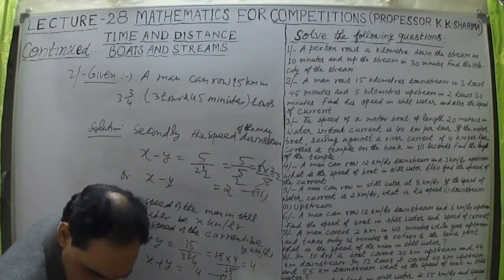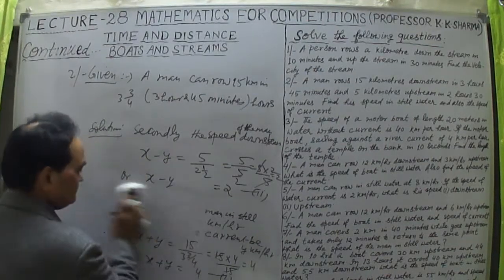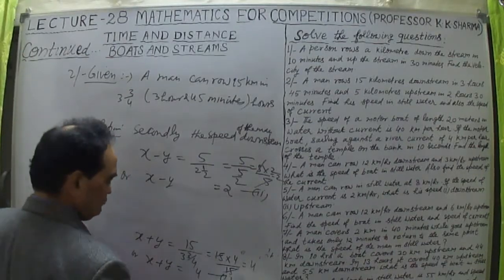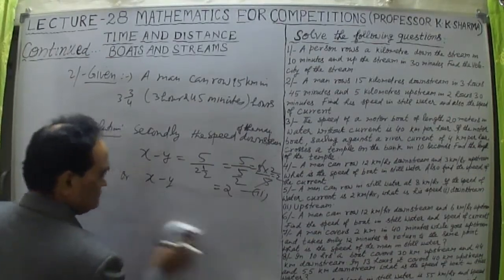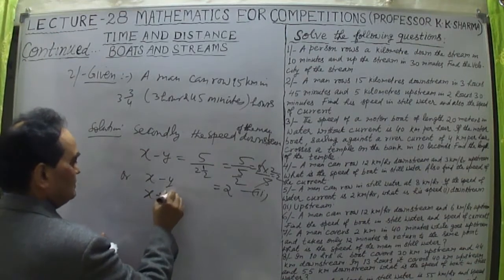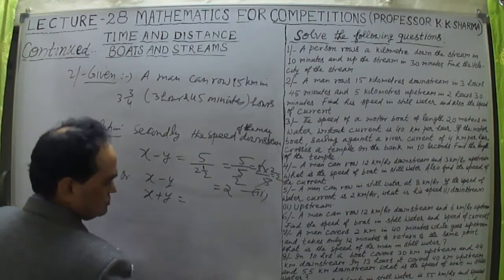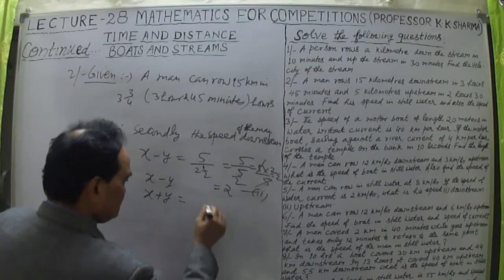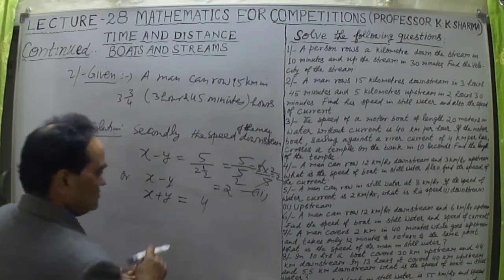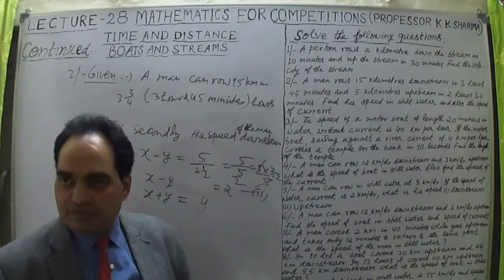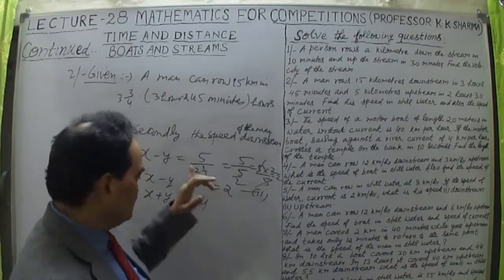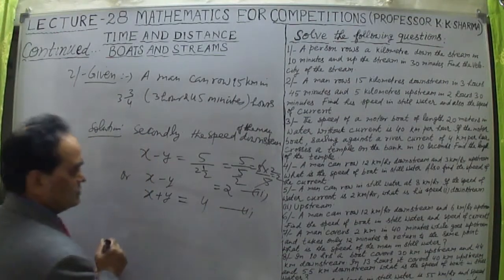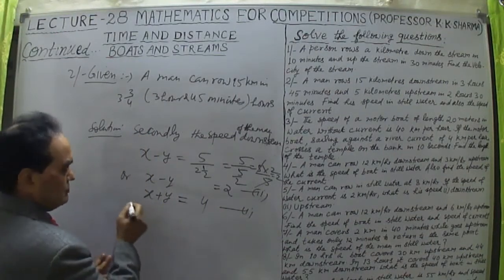Alright, simple question now. The second equation is this, and x plus y was equal to how much? It was 4, because 15 upon 15 upon 4, the 4 has come in the numerator. So this is the first equation. Again, directly let me calculate.